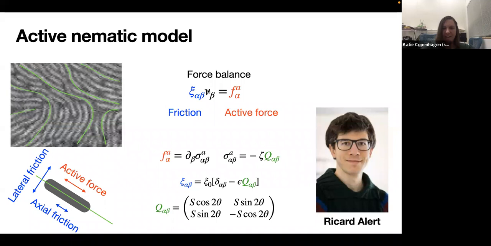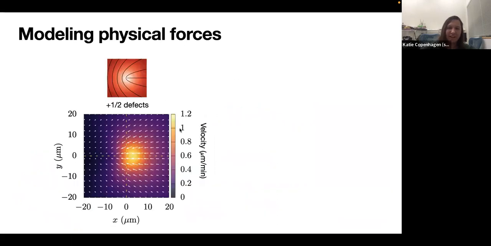So we have this anisotropic friction, and then we have an active force, and the coefficient of friction and the active force both come from the director field, which we have in the data. So our only unknown here is the velocity. So Ricard took this model and then solved for velocity fields around each type of defect. And this is what he got.